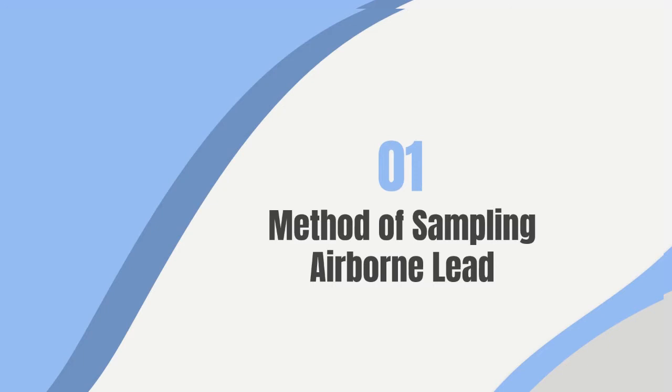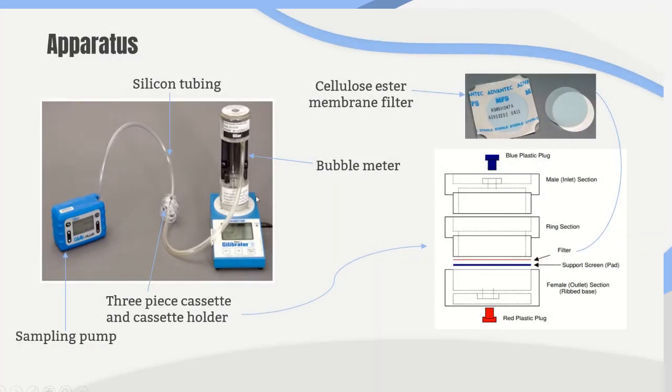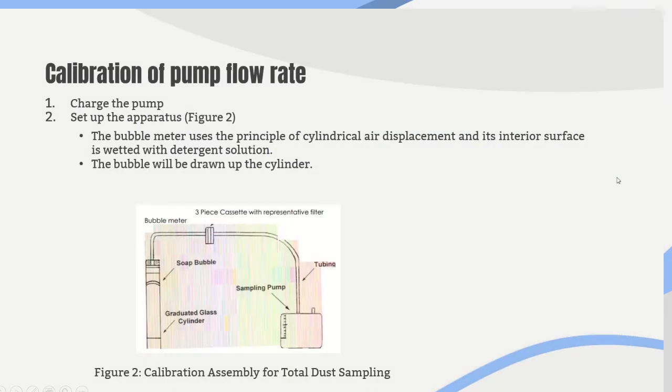Method of sampling. This is the sampling system, and the apparatus needed for it is a sampling pump, 3-piece cassette and cassette holders, silicone tubing, bubble meter, and cellulose ester membrane filter. So before we continue with the sampling procedure, we need to do the calibration for pump flow rate.